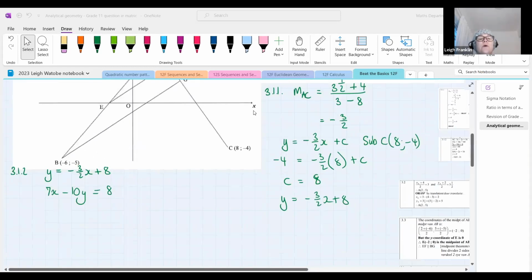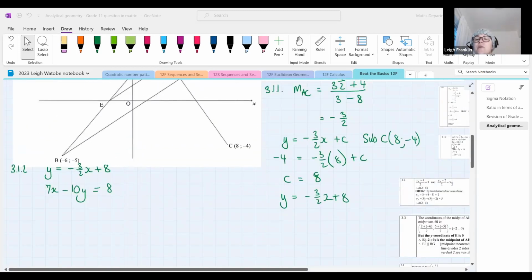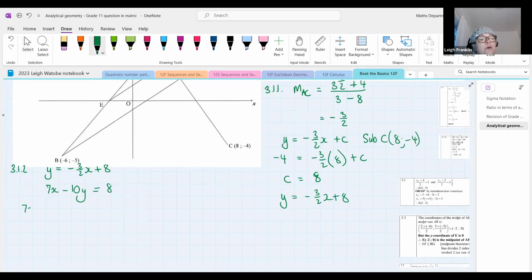That's excellent. Well done. Okay, so just very quickly, we would have done a simultaneous solution. Easiest thing for you to do here is just go and sub equation 1 into equation number 2. So we've got 7x minus 10 times y, which is minus 3 over 2x plus 8, and that is going to be equal to 8. And then we can solve for x and go back and solve for y.